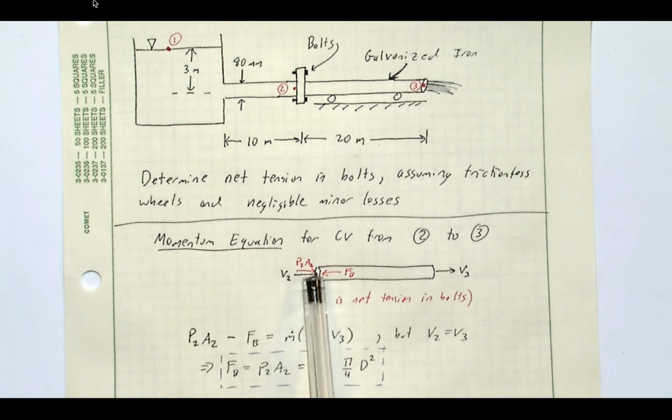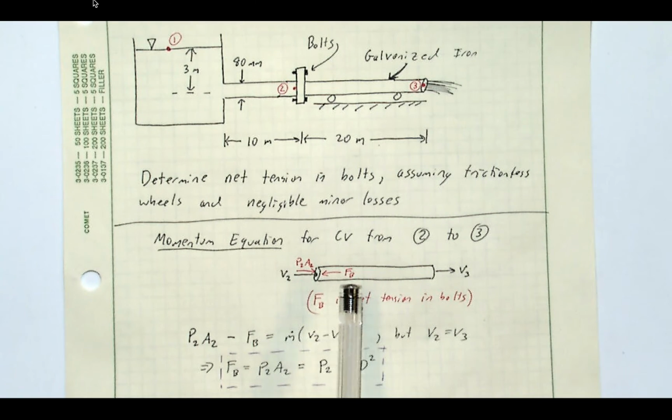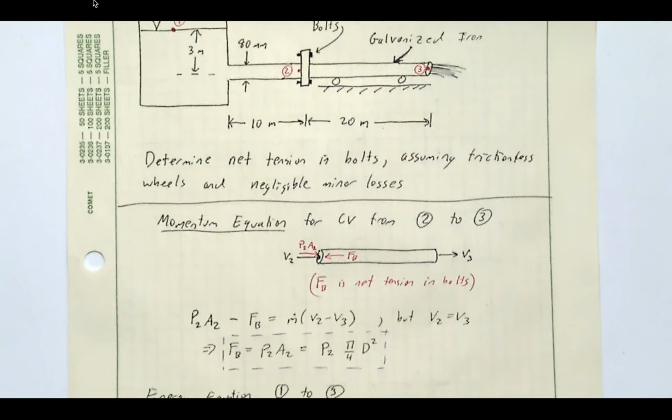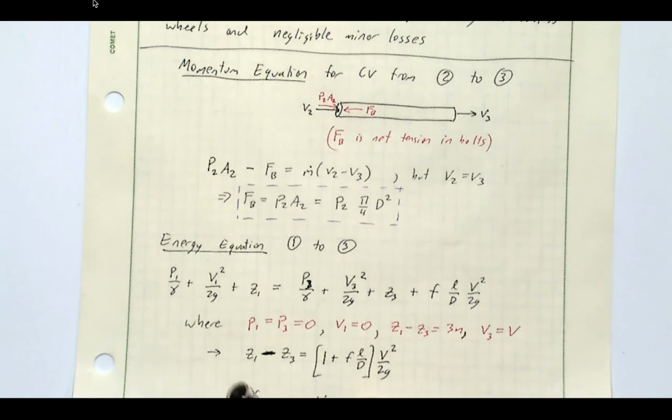at point 2 here, acting over the cross-sectional area of the pipe, and then that's supported by nothing here at 3 because this is atmospheric pressure. It's a free jet. So this must then be supported by the force of the bolts. So the bolts are now holding on, accounting for this pressure force. And that's what our analysis here shows, direct application of the momentum equation for a control volume, so that the force in the bolts must be equal to the pressure at 2 acting over the area at 2.